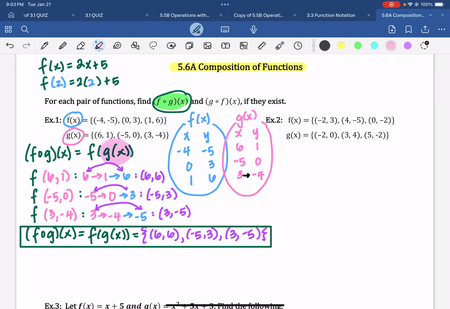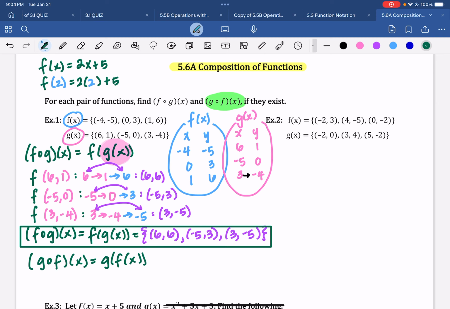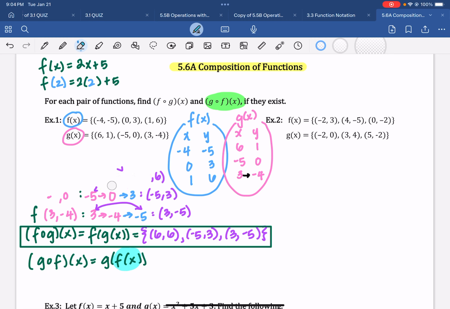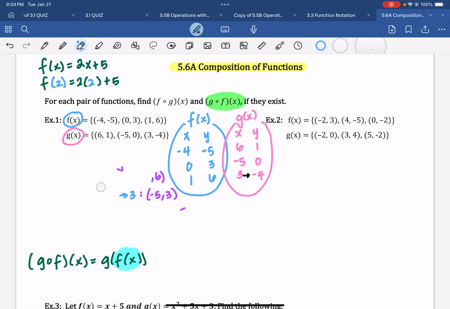So this time, instead of f circle g of x, we're going to go g circle f of x. So g circle f of x is the same as g of f of x. And so this time, always starting from the inside and working your way out, we're going to start with f of x. So we're going to follow the order that f takes us and then put that inside of g. All right, so I'm actually going to erase our previous work so that we can have space to do the second part of this problem.